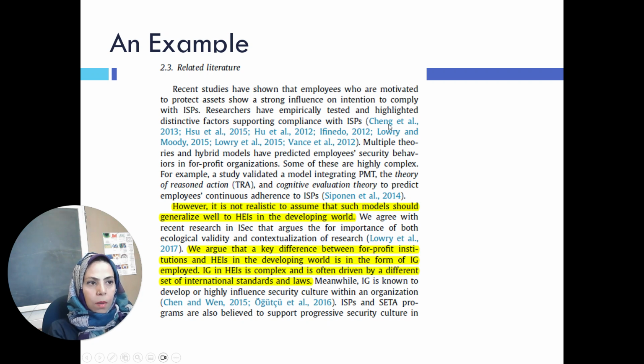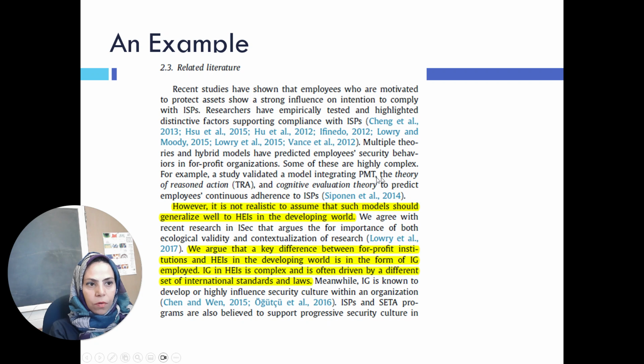Then they started off with the empirical evidence of the sources. So researchers have empirically tested and highlighted distinctive factors supporting compliance with the information security policies. और यहाँ पे उन्होंने इकट्ठा ही उनको कर दिया in one go. और फिर जो second aspect उन्होंने फौरन ही शुरू कर दिया, perspective जो उन्होंने find out किया, and that is कि multiple theories and hybrid models have predicted employee security behaviors in for-profit organizations, and some of these are highly complex.